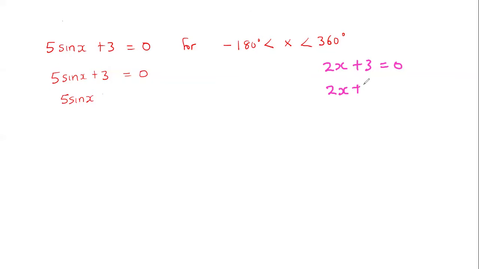2x plus 3 minus 3 is equal to negative 3, 0 minus 3. Then this cancels. The 3 minus 3 cancels to be 2x is equal to negative 3. Then we divide by 2. So, can you apply the same approach here? Let's go, step by step.